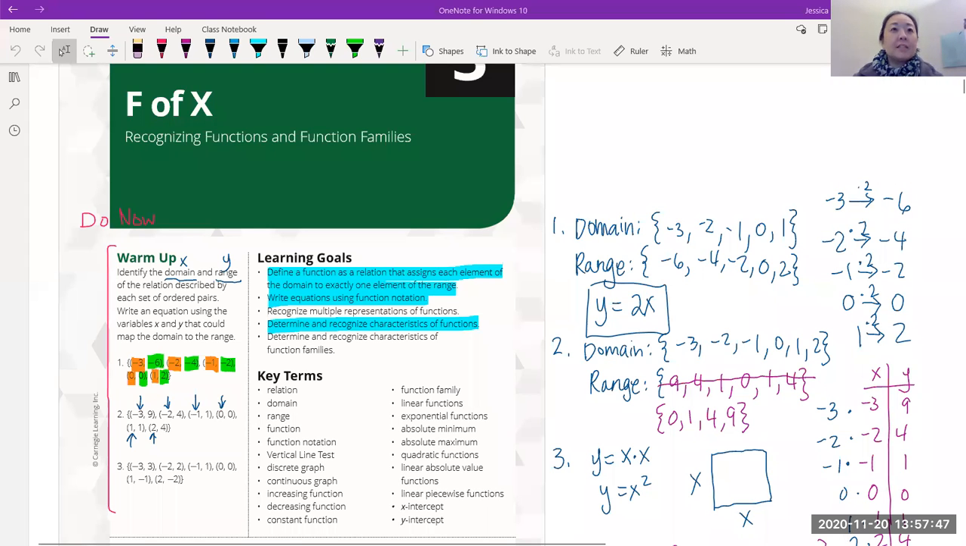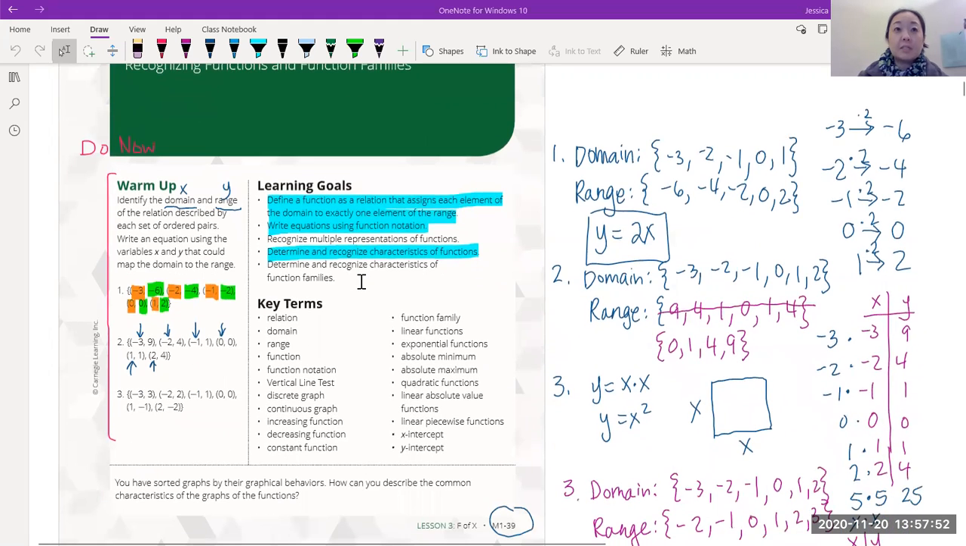Hi, Algebra 1 students. So we are in lesson 3. So f of x, this is in your books on page 39.